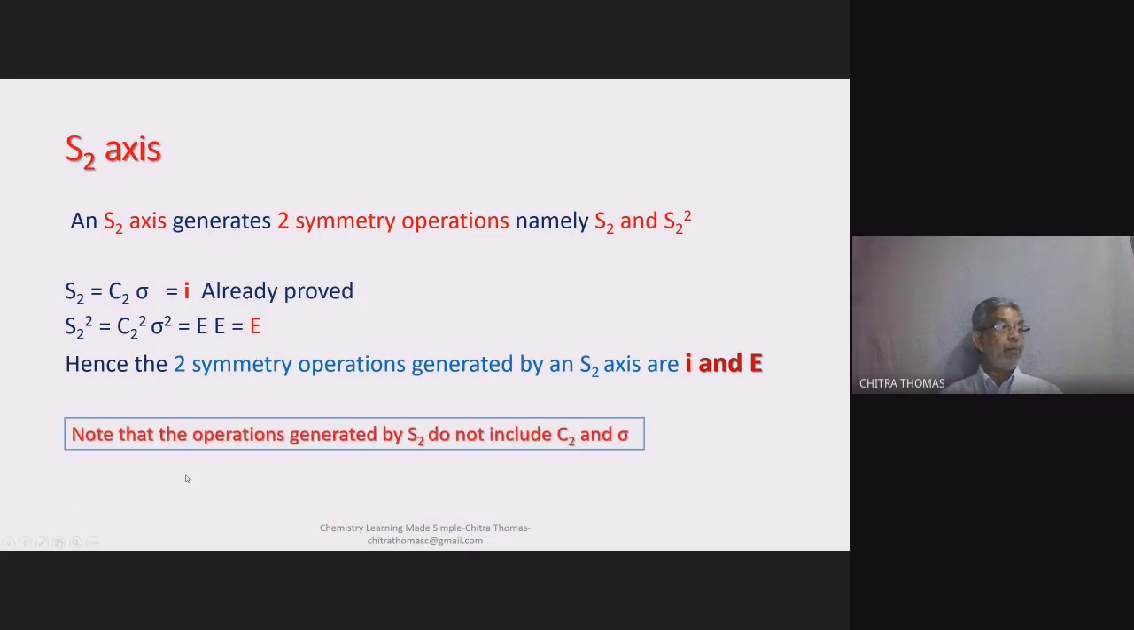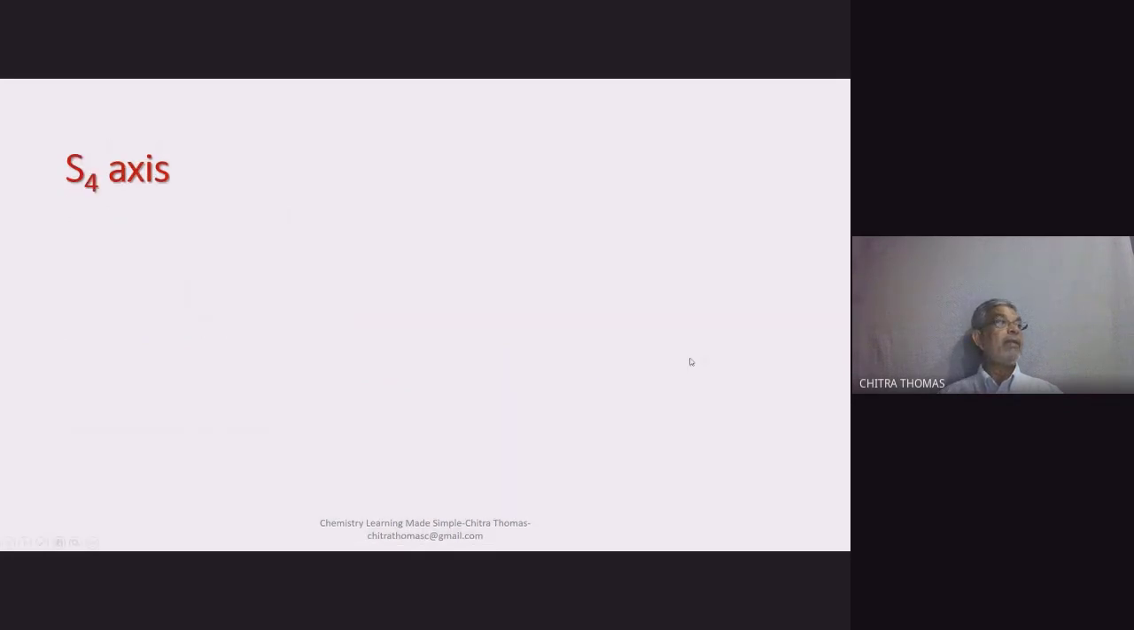Note that the operations generated by S2 do not include C2 and I. We don't have the C2 and I among these operations. We have I and E, we do not have C2 and the sigma. Then the S4 axis.